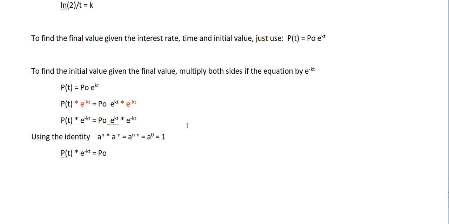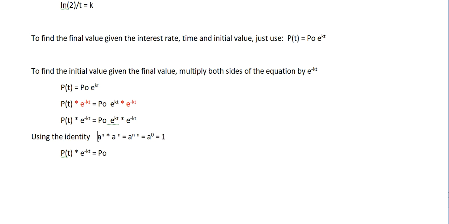For the initial value given the final value, multiply both sides of the equation by e to the minus kt. Okay, so we start here with our initial equation. We're going to multiply by e to the minus kt. Notice before we're working with e to the kt. Okay, so e to the kt times e to the minus kt.